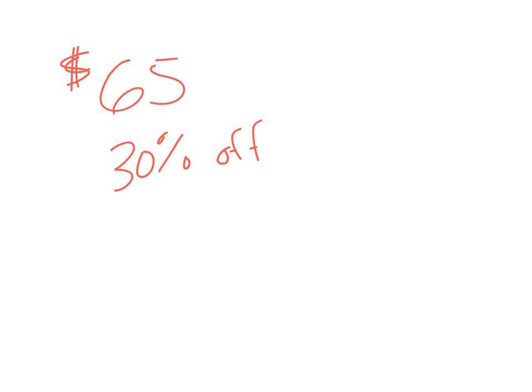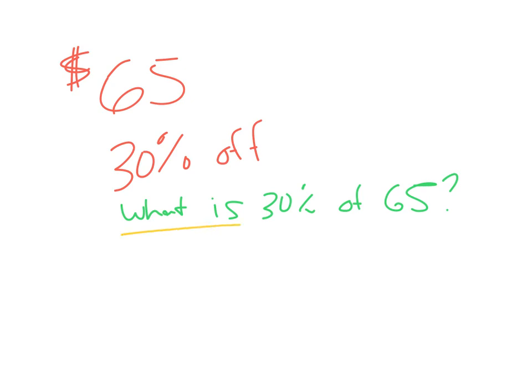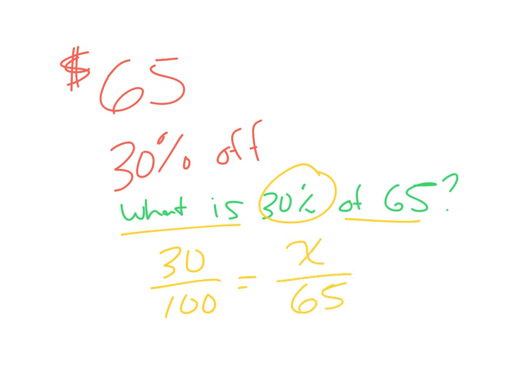What we had to do is ask ourselves first, what is 30% of 65? Again, this is the question we're asking ourselves. Just another way to look at that is to see how we're going to set that up. We have our is, our percent, and our of. We're looking for 30%, that's our is, and 65 is our of. So there's 30% of 65.